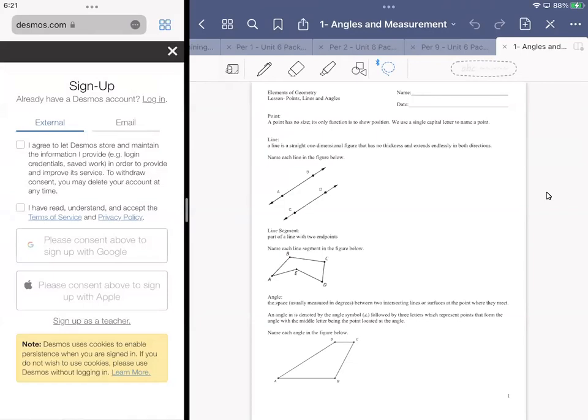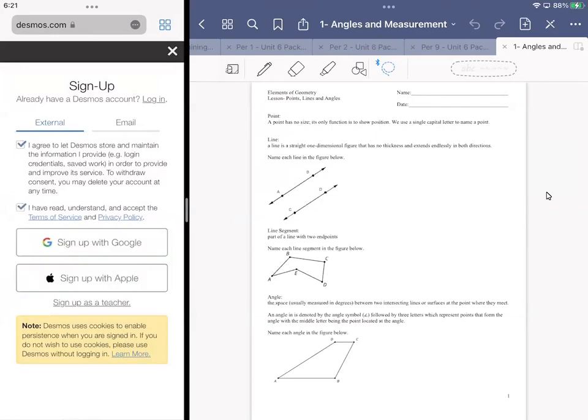So you have to do the I agree, I read and understand, but I signed up with Google, right? So I don't have to create a new login for my Desmos account. I just link it to Google. You can link it to Apple too.